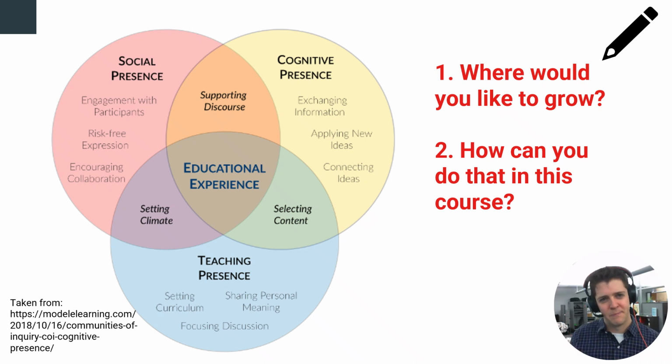Where would you like to grow? In which of these areas? Maybe put a star and then write in for yourself, how can you do that in this course? What do you want to try? Do you want to try one new thing? Do you want to read about one new thing? Do you want to practice one new thing? Do you want to practice something you're already doing but use it more or use it differently? What does that look like for you?